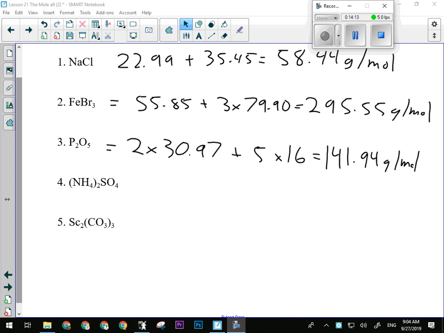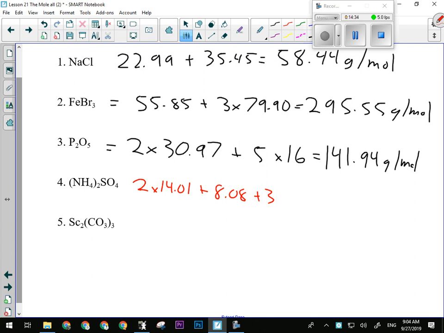Okay, so for number 4 here, we've got ammonium sulfate. Okay, and we have to do this piece by piece. So I've got 2 nitrogens, so that'll be 2 times 14.01 plus 8 hydrogens, so 8 times 1.01. And then add to that a sulfur, so that's 32.07, and there's only 1 sulfur, and then there's 4 oxygens, so plus 16 times 4.